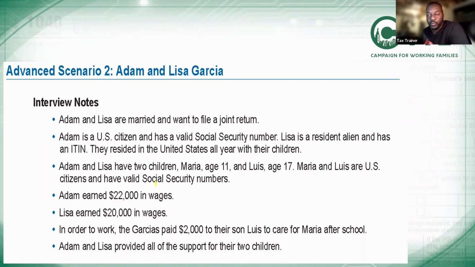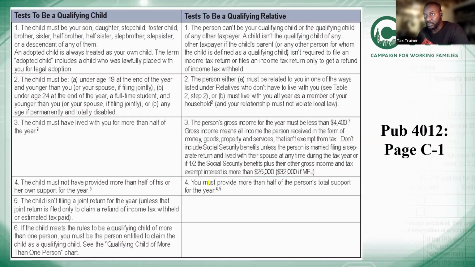Adam earned $22,000 in wages. Lisa earned $20,000 in wages. In order to work, the Garcias paid $2,000 to their son, Louise, to care for Maria after school. So they paid the money to their son to care for Maria after school. Adam and Lisa provided all the support for their 2 children.